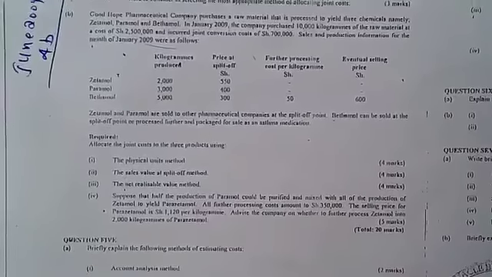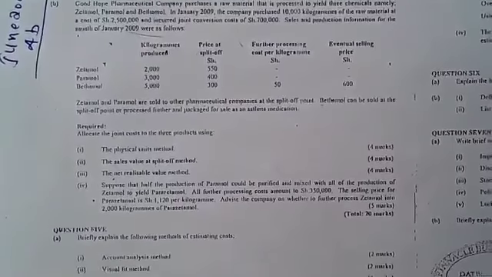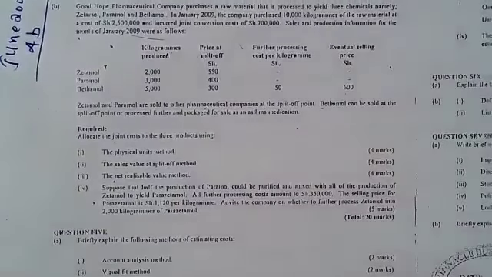You can be able to see from the screen. And then price at split-off. Split-off means at the point of sale. That is price before any further processing. At the point of sale, Zitamol was being sold at 550. Zitamol and Paramol are sold to other pharmaceutical companies at the split-off point. Betamol can be sold at the split-off point or processed further and packaged for sale as an asthma medication.